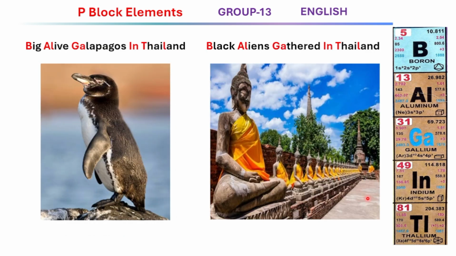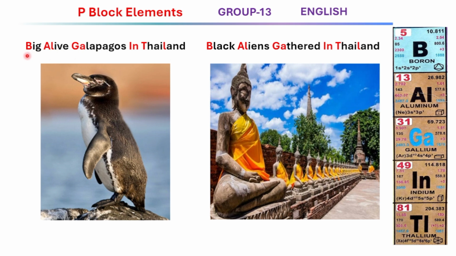Now let's see the English version. So the English version for group 13 elements, you have to remember that so this Galapagos, so Galapagos was found in Thailand. Now what you found? That suddenly a big Galapagos was found in Thailand, and people were thinking that these Galapagos are almost extinct or it is about to be finished. So suddenly some people found big alive Galapagos in Thailand. Big alive Galapagos in Thailand.